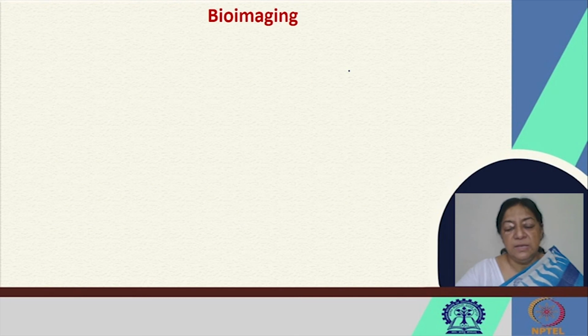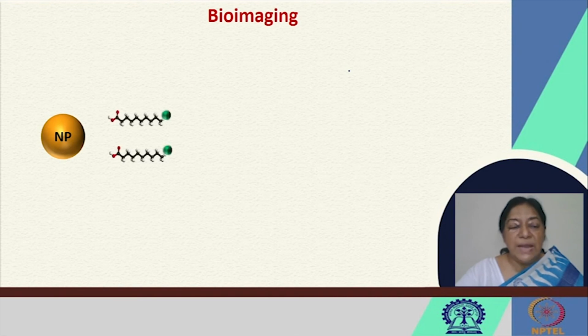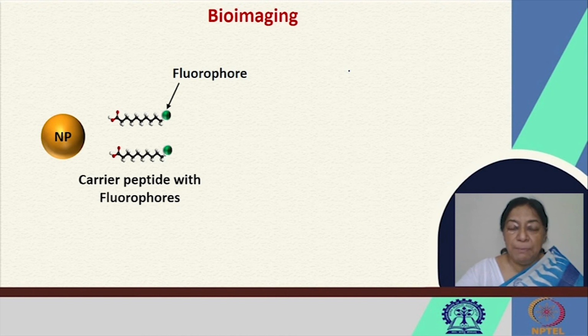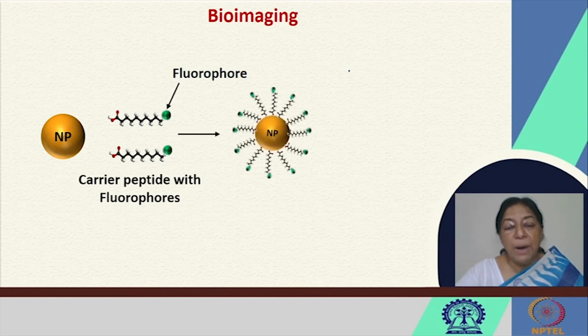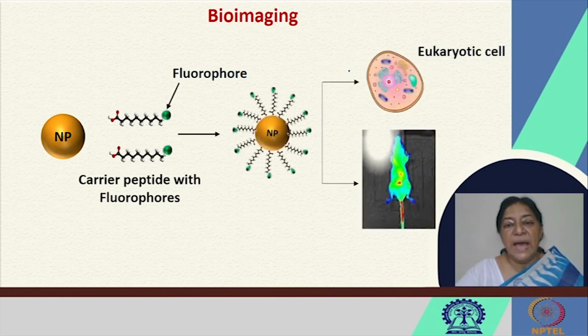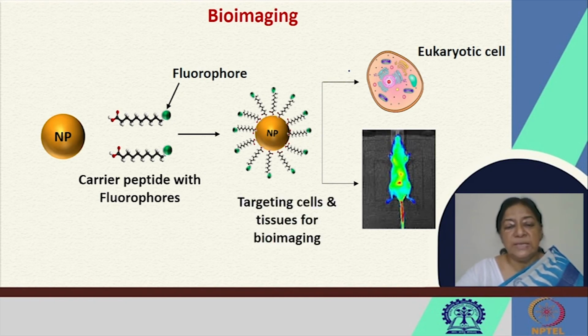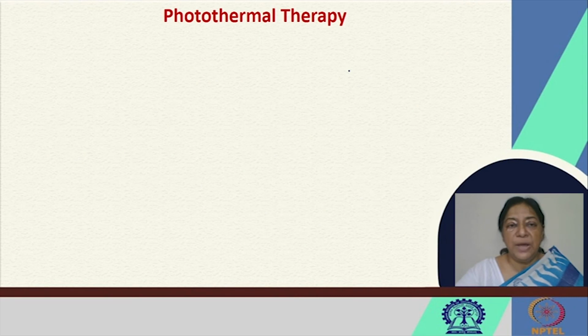These can be summarized in the following slides, where they can be used in bioimaging techniques. The nanoparticle there carries a fluorophore and a carrier peptide, with the fluorophore bound to the nanoparticle and then tracked in the eukaryotic cell in a bioimaging process. So we are looking at targeting cells and tissues for bioimaging.